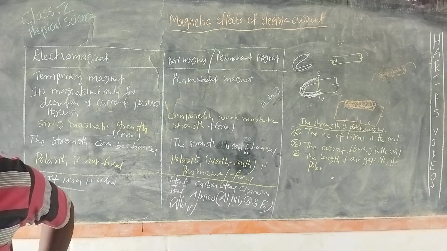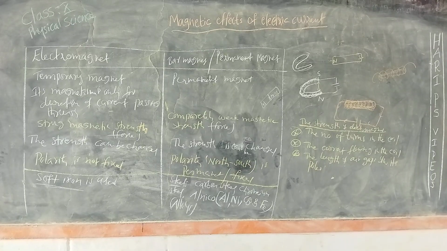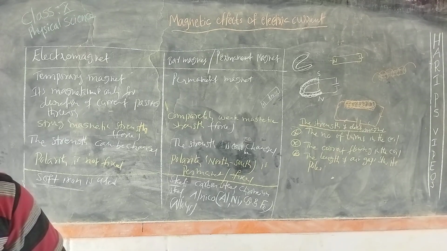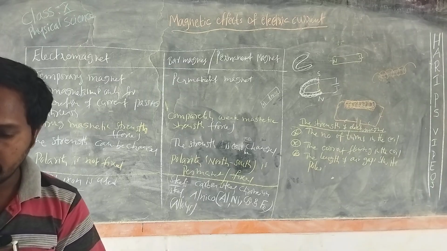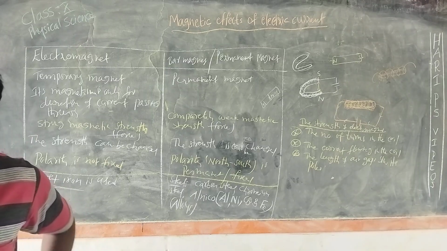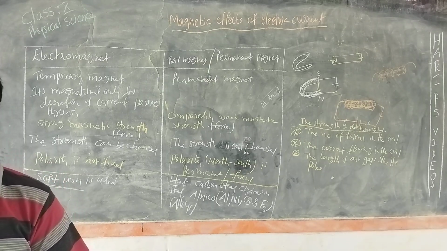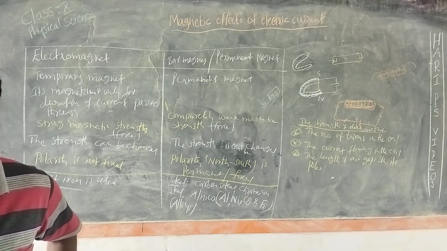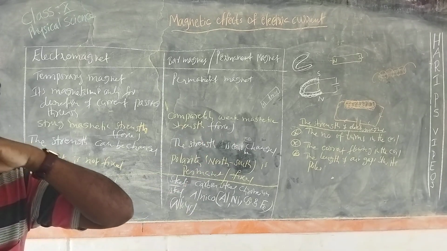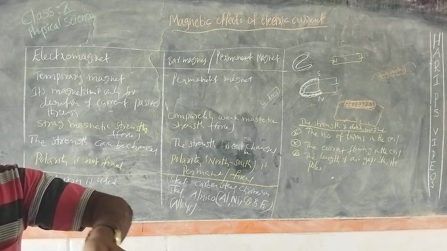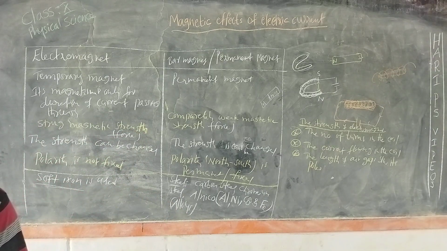Permanent magnets made of these alloys are much stronger than those made of ordinary steel. Such strong permanent magnets are used in microphones, loudspeakers, electric clocks, ammeters, voltmeters, speedometers, and many other devices.